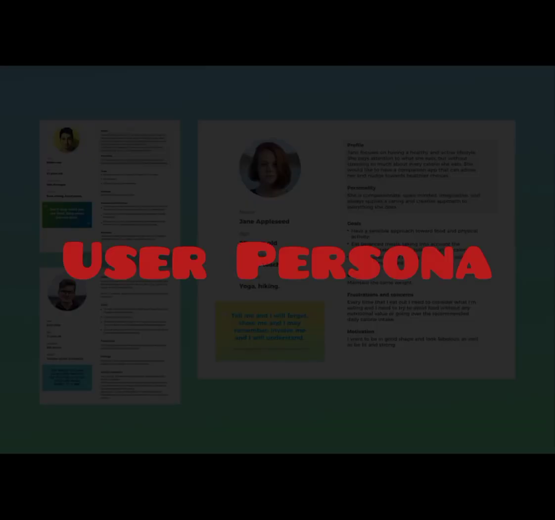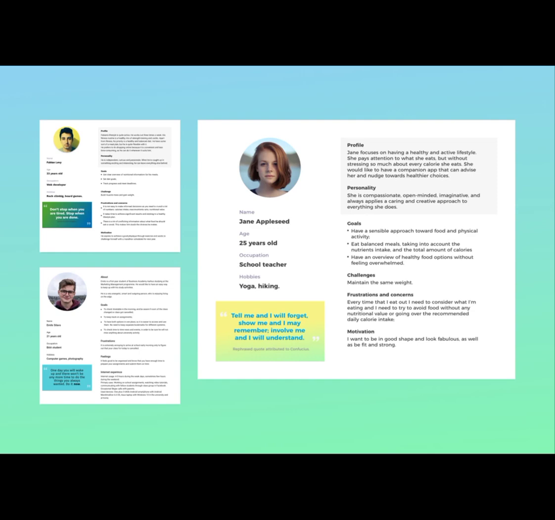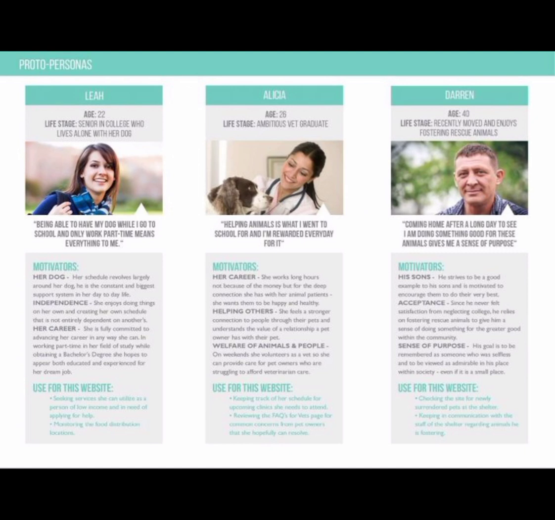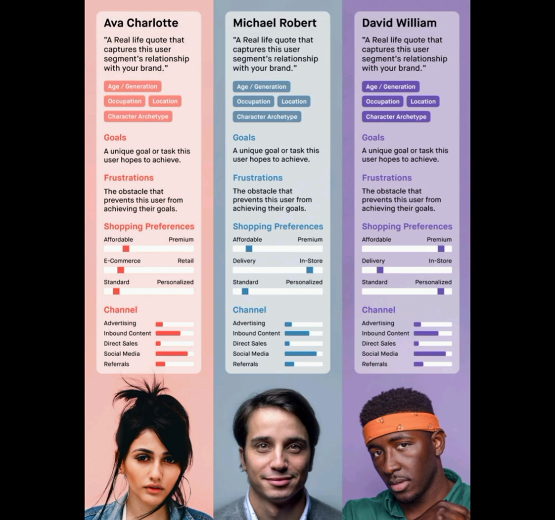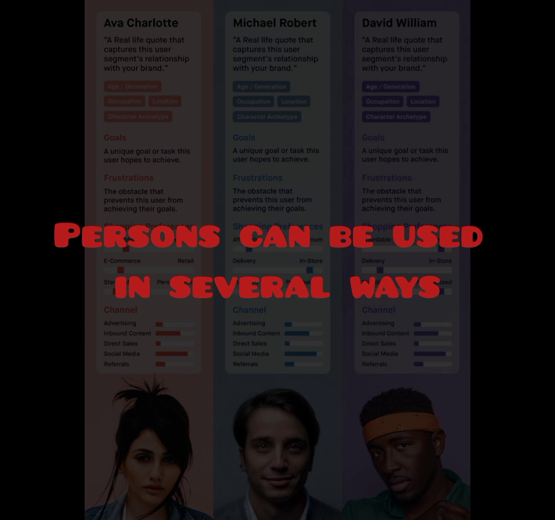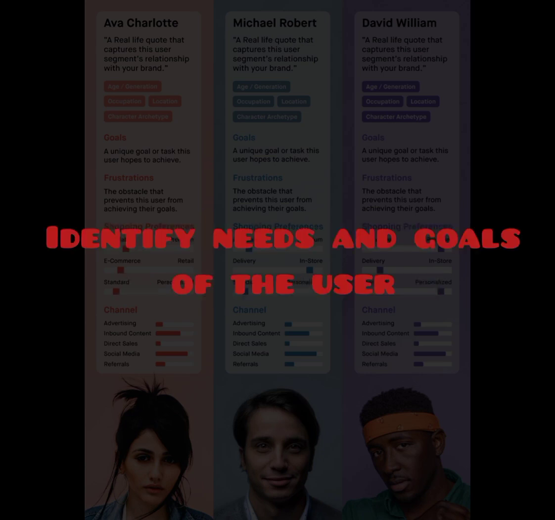Now let's see what user personas are and how to use them in the user experience process. So user personas are fictional representations of different types of users who might interact with your product or services. Personas are actually based on research and data collected from real users, and they are used to better understand the goals, needs, preferences, interests and behavior of different types of users. Personas can be used in several ways. So they are used to identify needs and goals of the user and can also inform design decisions and help to create user-centered design.